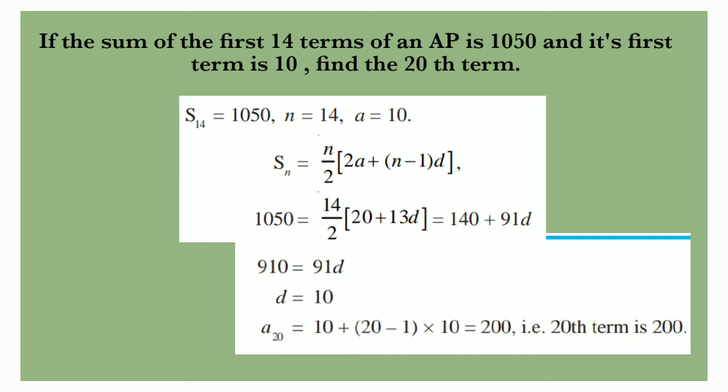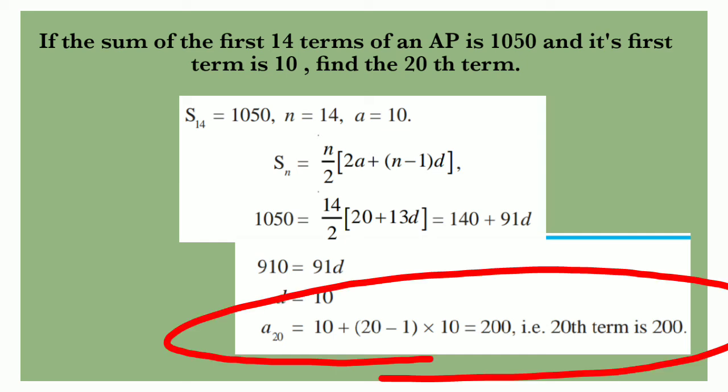Then solving this equation, you will get d equal to 10. So a equals 10 and d equals 10. So we have to find an. What is the formula to find an? The nth term is a plus (n minus 1) into d. So we need to find a20.